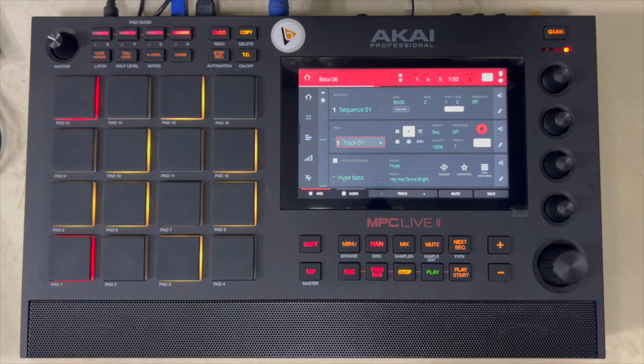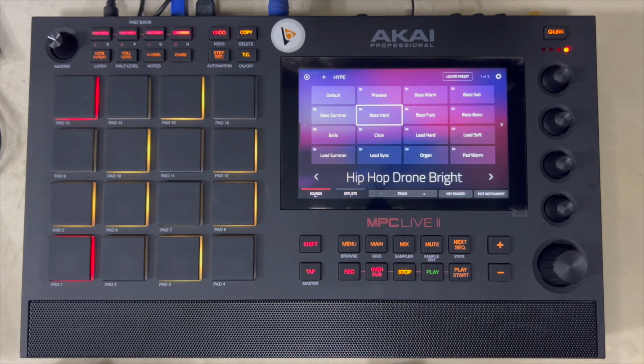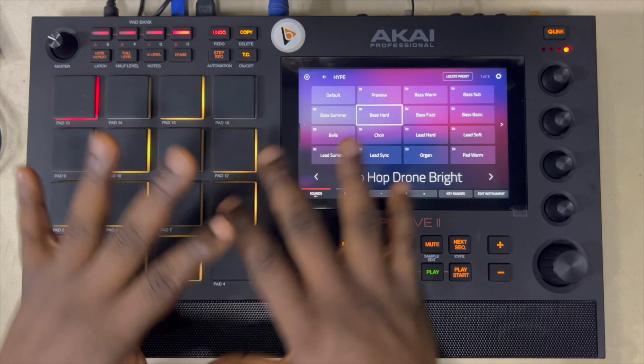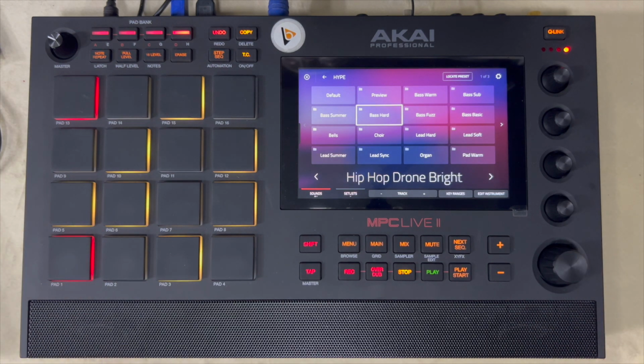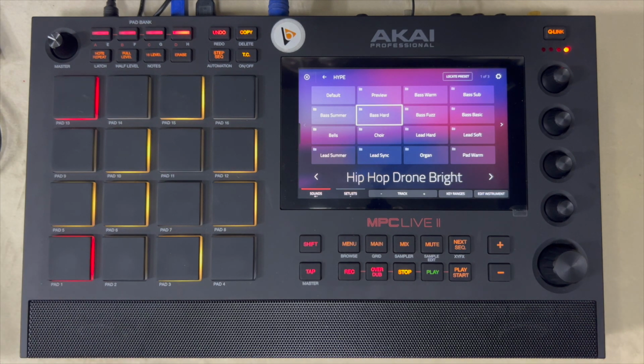If you're looking at the screen right now, you are correct. It's the Hype. Now, what is the hype about the Hype Synth? Let's talk about it. If I go to sound, my Hype is here. Very interesting kind of plugin with a lot of different sounds on it. If you're not seeing my hand on the device, it simply means I have a MIDI keyboard connected, and that is what I'm playing on.